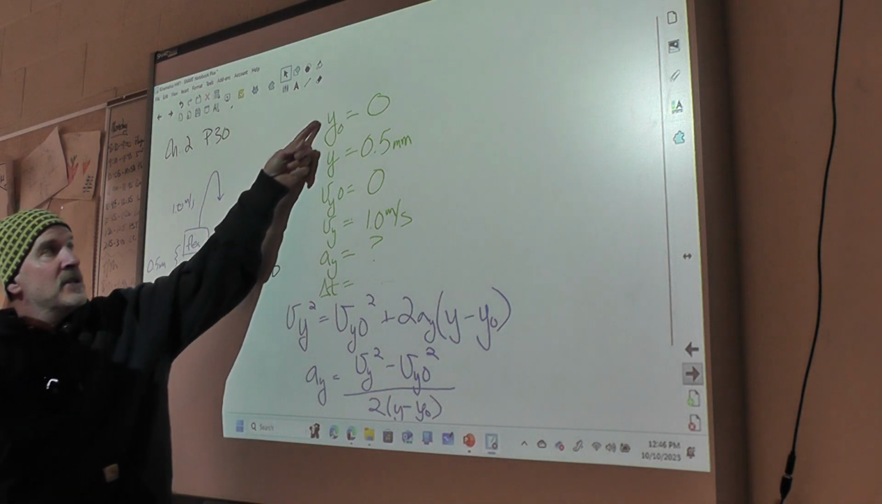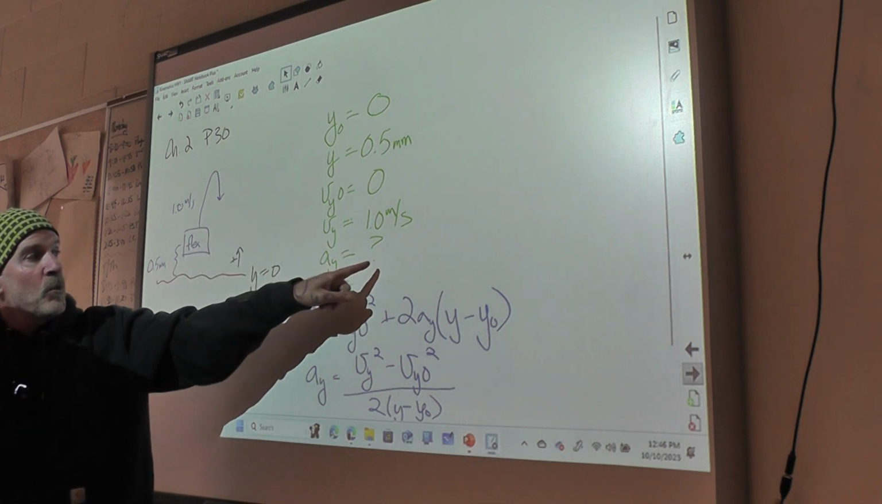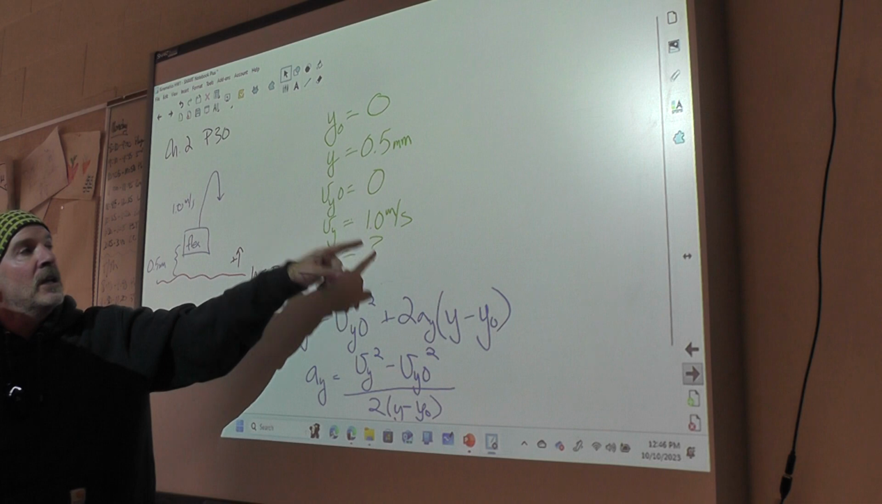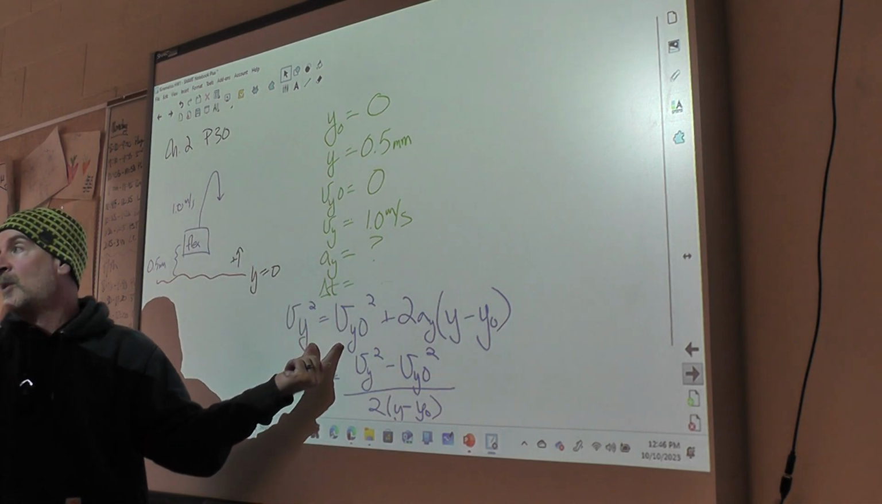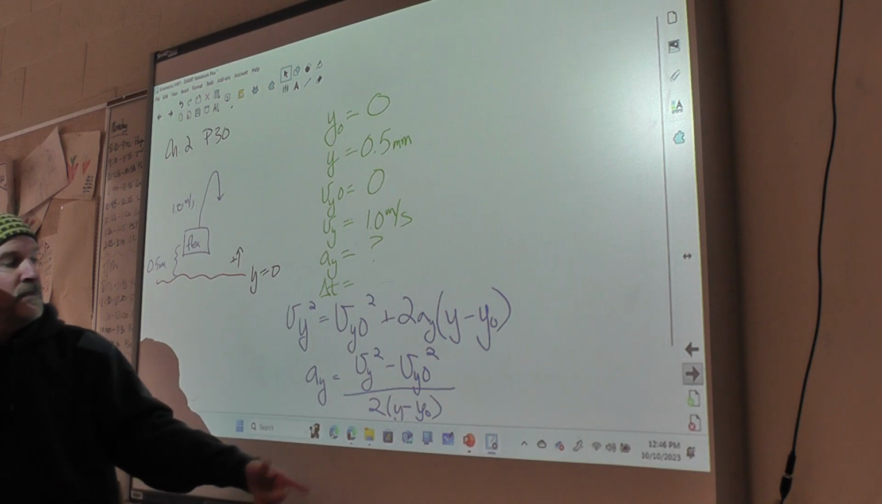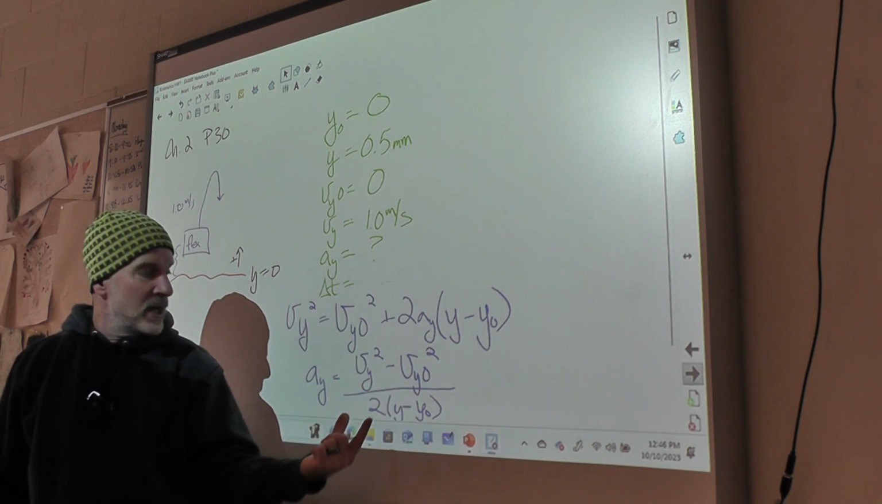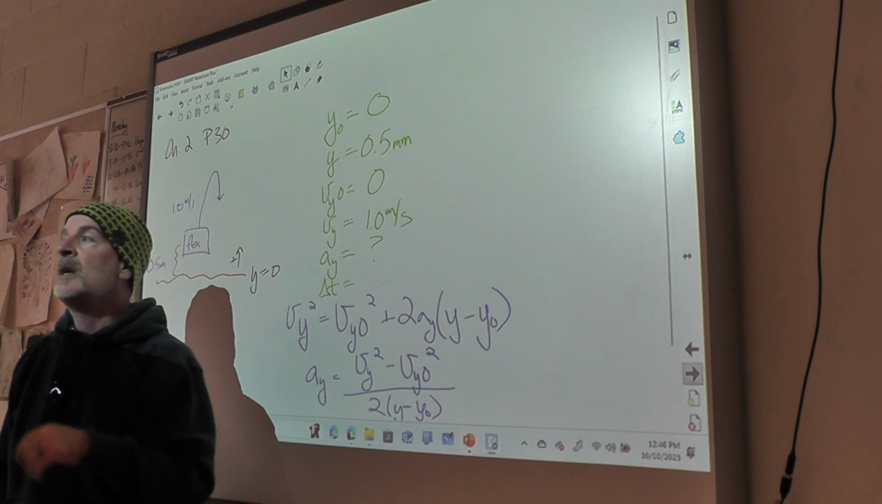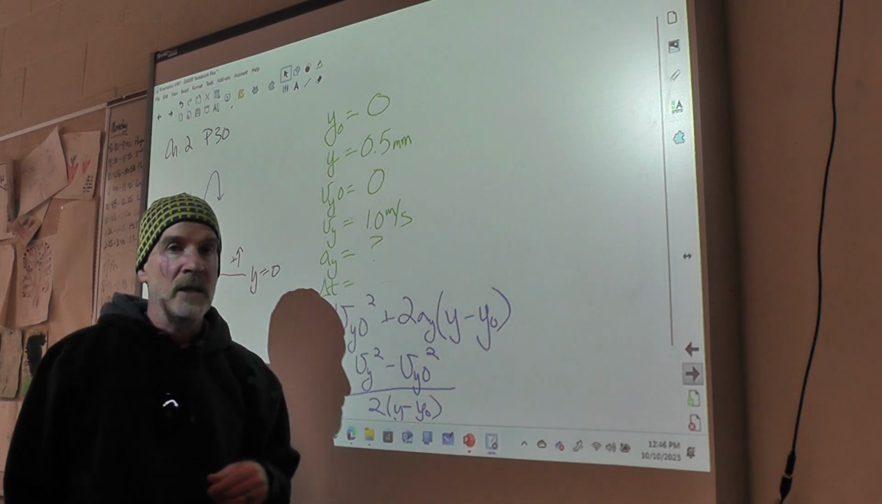And then we have some knowns, and we have one unknown, which is the acceleration. We use actually the same equation that we just used to find that. We can solve for acceleration if we know initial and final velocity, initial and final position, and we know that the acceleration was constant, which we do.